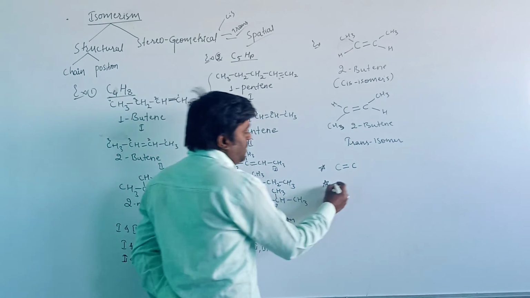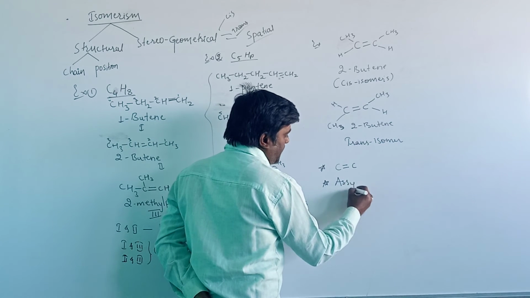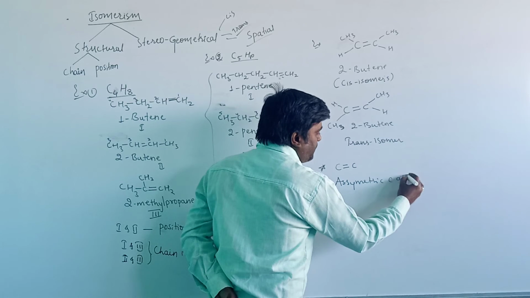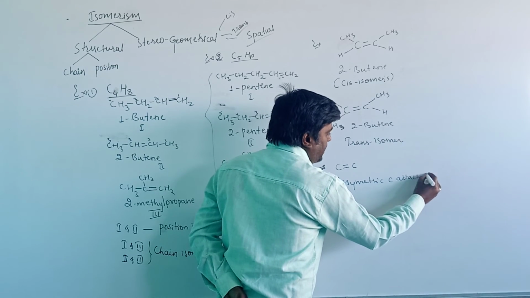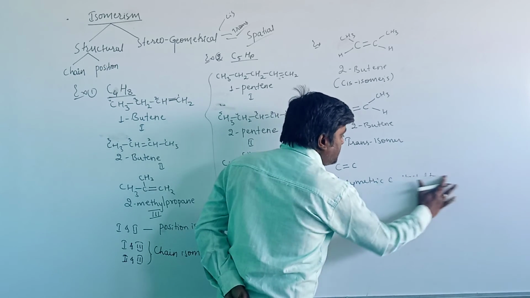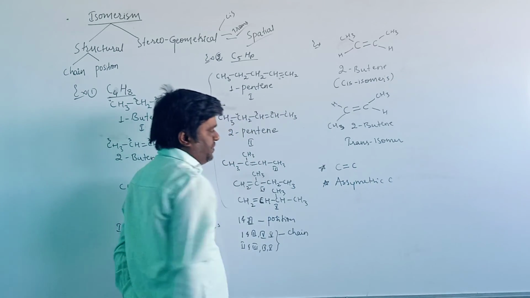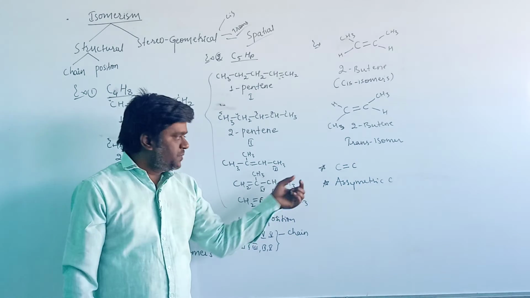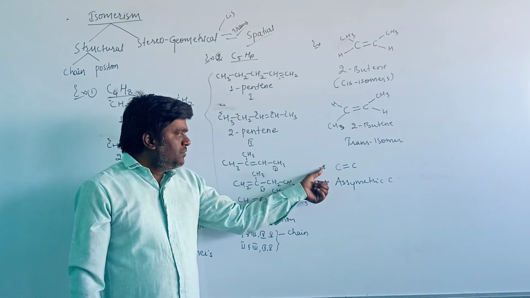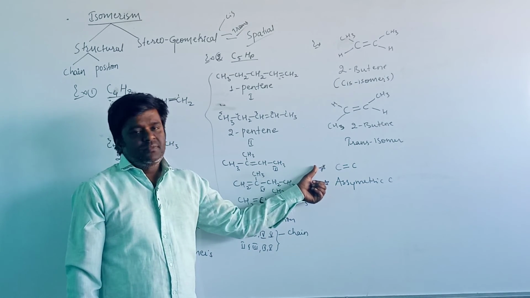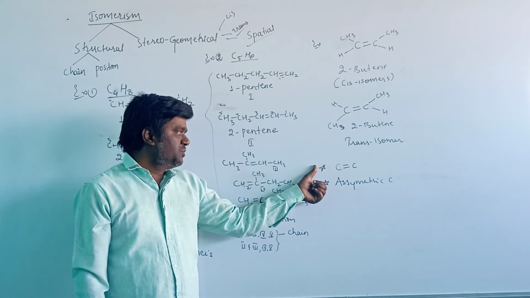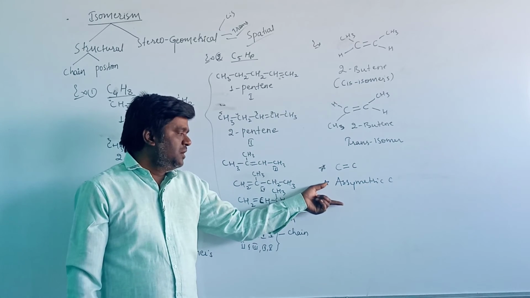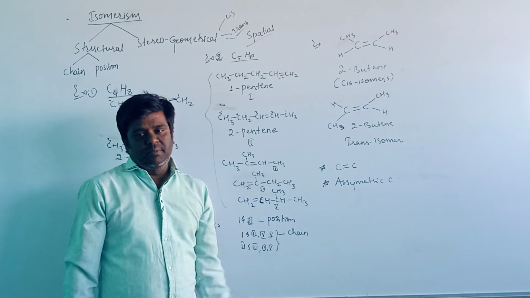Then it will show the asymmetric carbon attached to it. It must contain the asymmetric carbon. Then only it will show the geometrical isomers. That is, there are two conditions to show the geometrical isomers. One is it must contain the carbon-carbon double bond, and second one is it must contain the asymmetric carbon.